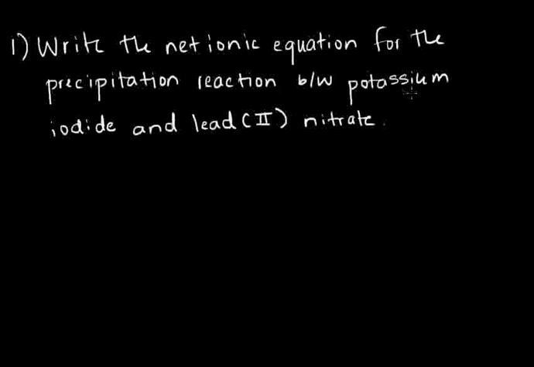The first thing we need to do is figure out what formulas potassium iodide and lead nitrate take. And you're a pro at this by now. This should be pretty simple. We know potassium iodide is KI. Lead nitrate, with an oxidation state or a charge of +2 on the lead ion, is just going to be Pb(NO3)2.